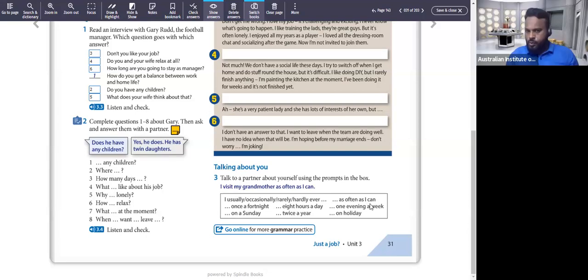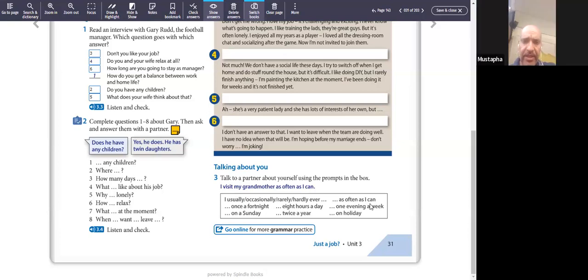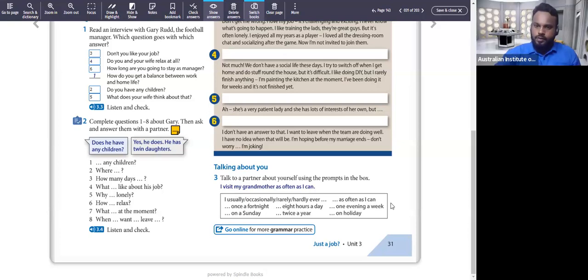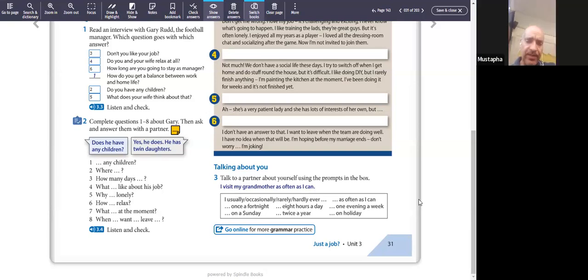You go to cinema, which one? One evening a week. Okay, you go to cinema one evening a week. Yep, that's good. Once a fortnight. I can't understand what that means, fortnight.